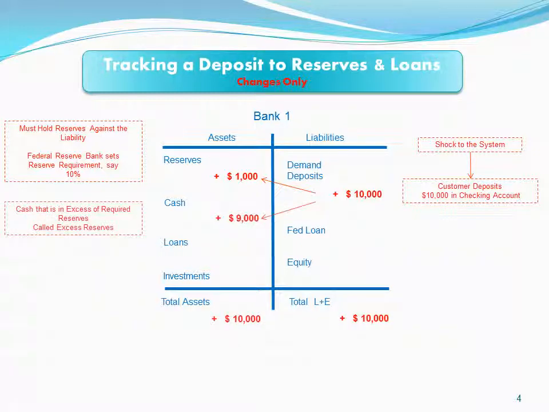That leaves $9,000 in cash. It's in excess of what's required. And in this particular case, we're going to use the entire $9,000 in excess reserves to make a loan. So here's the impact on this single bank one. Now we'd like to trace this through in the next slides to see where the $9,000 may eventually go.